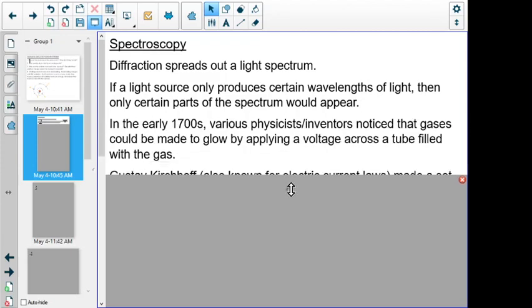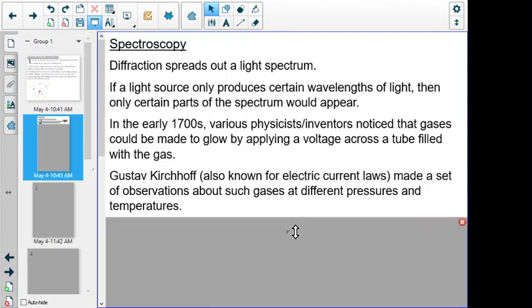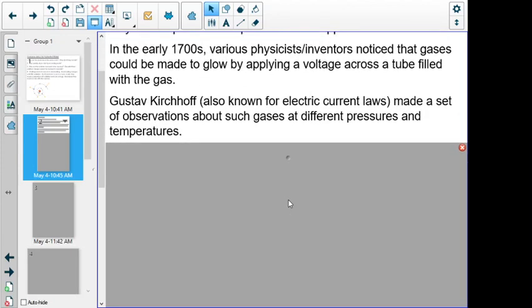Anyhow, in the 1700s, a bunch of physicists, inventors, and others noticed gases could be made to glow by applying a voltage across a tube that was filled with the gas. Anyone know what these eventually became? Yeah, neon signs, right? They eventually said, hey, let's turn these into signs.